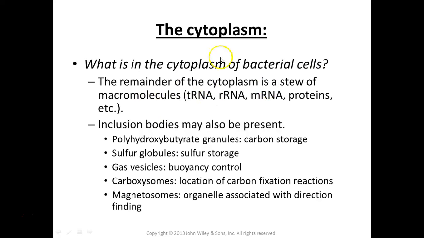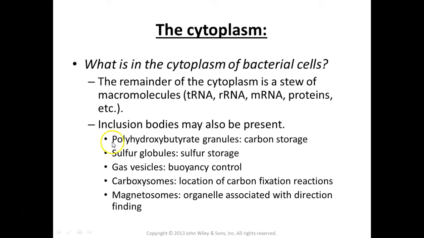So the remainder of the cytoplasm is just a stew. You know, it's a liquid matrix, very much like a gumbo pot. Everything's in there, right? So you have lots of transfer RNAs, ribosomal RNAs, messenger RNAs, proteins, etc. Within that liquid matrix, there are these structures that we refer to collectively as inclusion bodies. And collectively, they function in storage of large amounts of things. Some of them have particular names based on what they store.